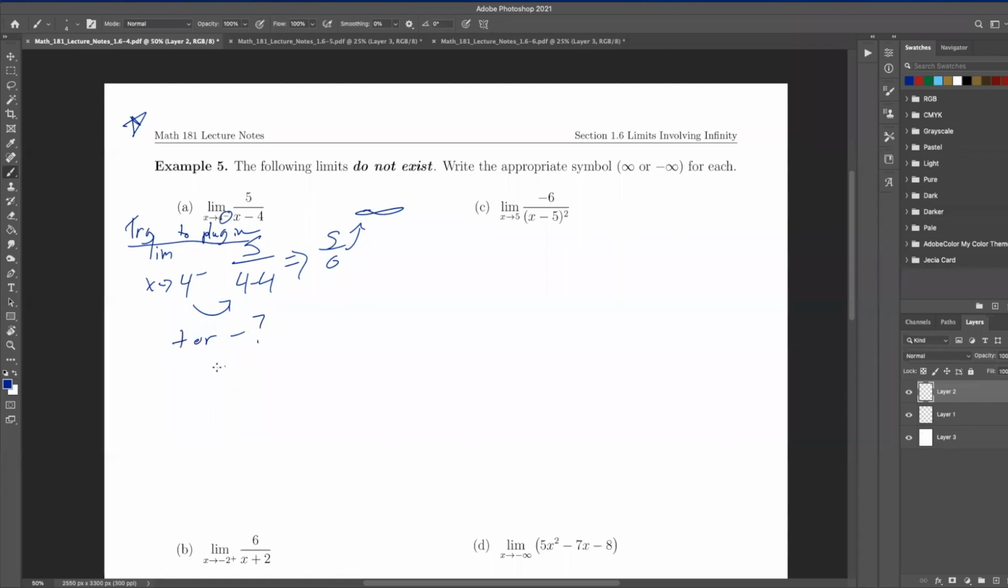So to do that, we're just going to plug in numbers that are slightly smaller than 4. So here I have 3.9 minus 4. Well, that gives me 5 over minus 0.1, which gives me minus 50. So that's telling me that this is going to go in the negative direction. And so overall, we write minus infinity. And we can always double check this with a graph. And so let me open up Desmos.